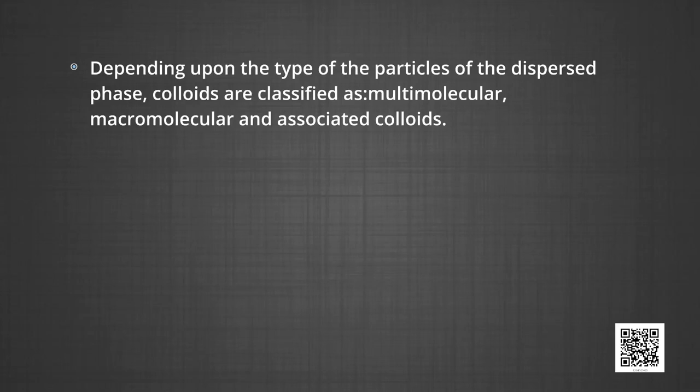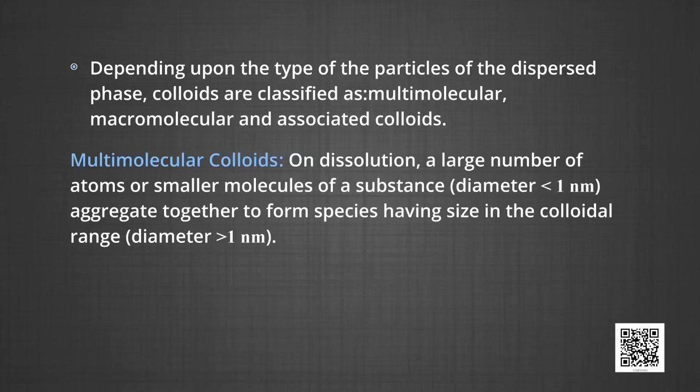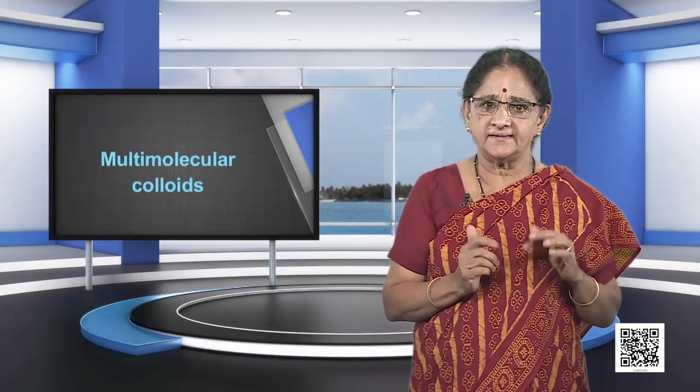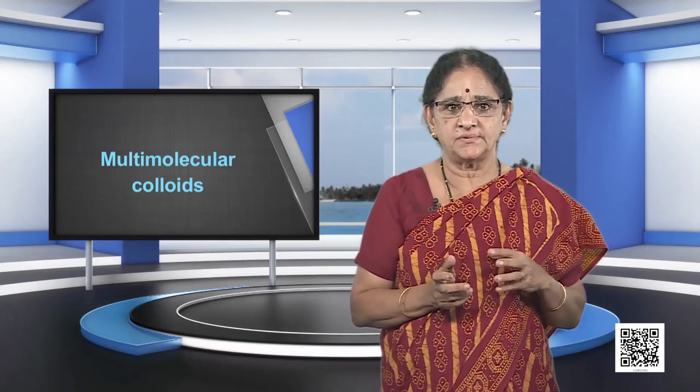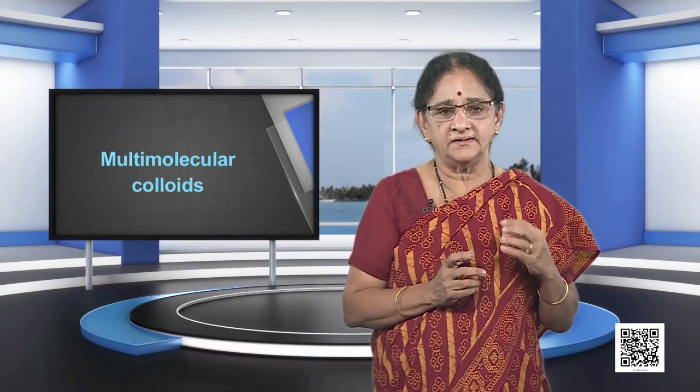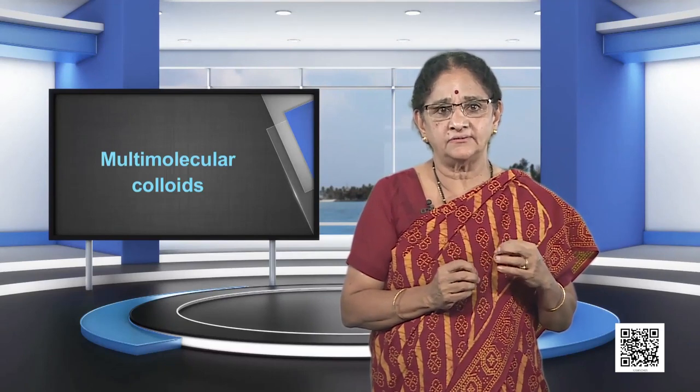Number 3, depending upon the type of the particles of the dispersed phase, colloids are classified as multimolecular, macromolecular, and associated colloids. Multimolecular colloids. On dissolution, a large number of atoms or smaller molecules of substance of diameter less than 1 nanometer aggregate together to form species having size in the colloidal range, diameter greater than 1 nanometer. The species thus formed are called multimolecular colloids. For example, a gold sol may contain particles of various sizes having many gold atoms. Sulfur sol consists of particles containing 1,000 or more S8 sulfur molecules.